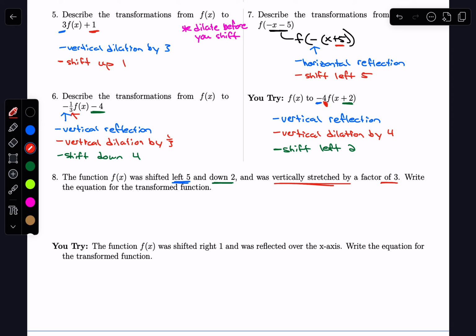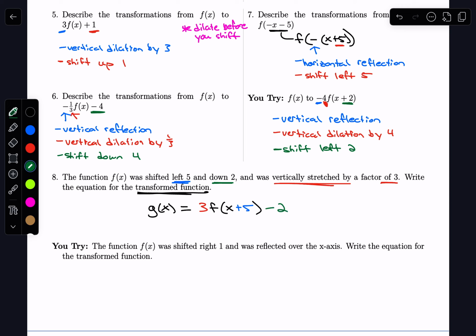So we're going to call our transformed function g of x, because the original one is f of x, so our new one's going to be g of x. And g of x is going to be a transformation of f of x, where we've done these 3 transformations to it. So a vertical stretch by a factor of 3 means we're putting a 3 in front of the function. And then we have f of, and since it's a shift left 5, it's going to be x plus 5 inside is how you move it to the left. And then down 2 means on the outside of this, we're going to have minus 2. So we have the dilation, we have the left, and we have the down.